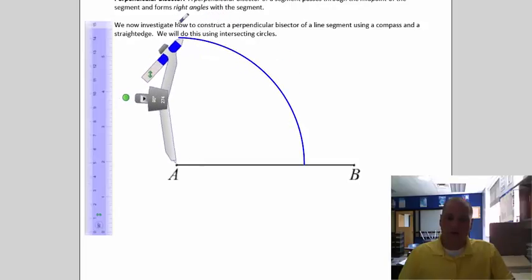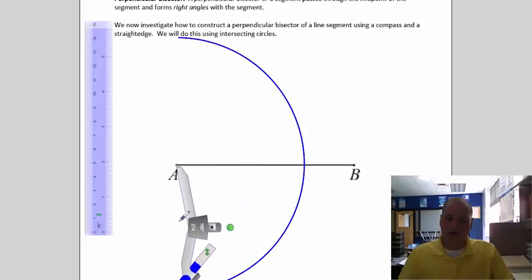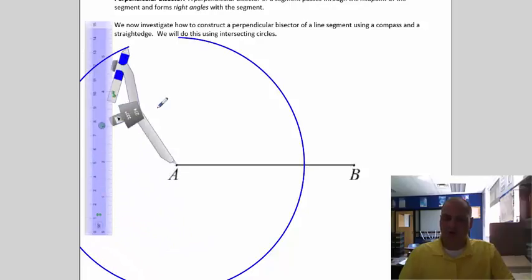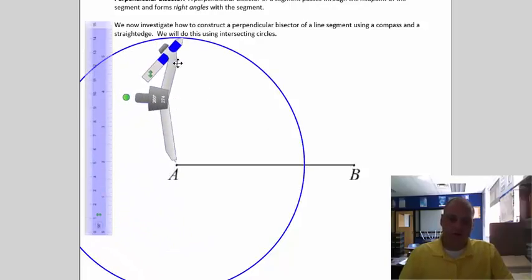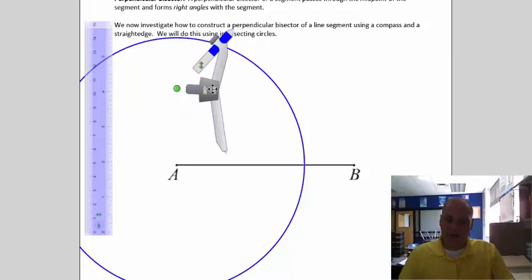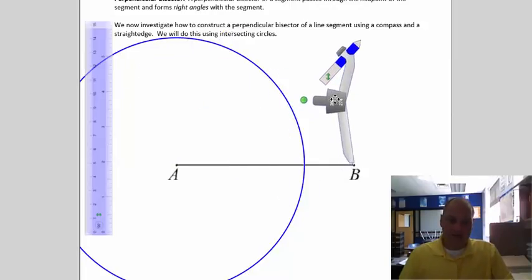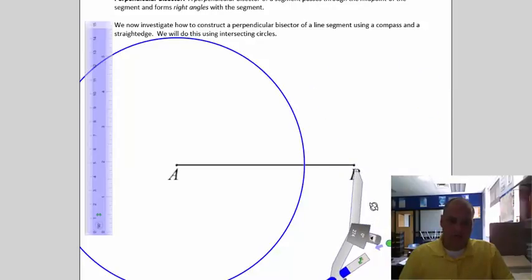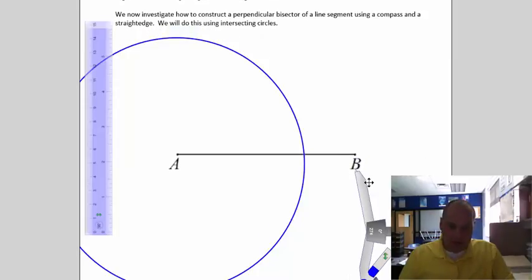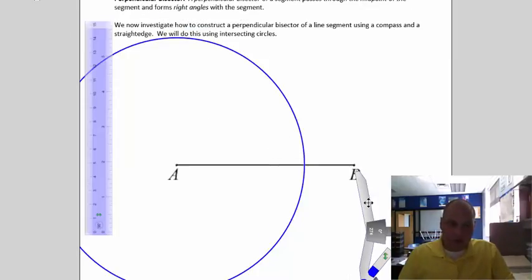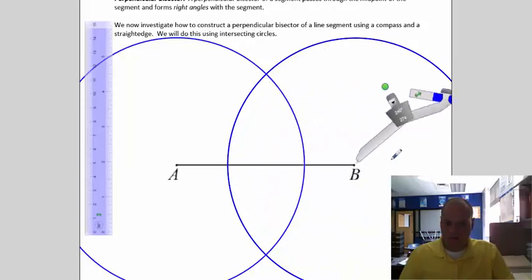I'm going to do one circle here. And again, I'll just stop. You could go and do the full circle. You don't have to do a full circle. You could just do the arcs. All right? And then same setting. Look, I'm not changing it. Same exact thing. I'm going to flip it around though. Put your compass point on B and swing another arc or circle.